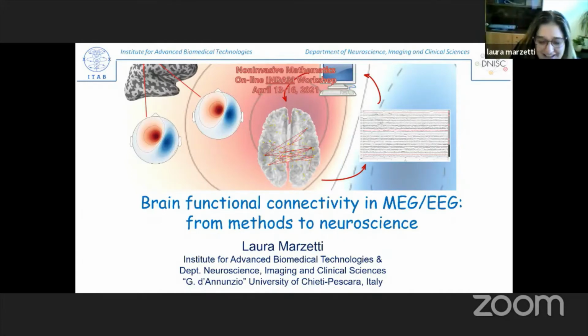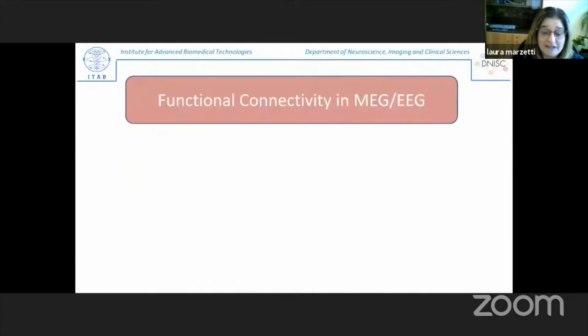Okay, so thank you, Sara and Alberto, and all the organizers of this very nice workshop today. As Sara introduced, my task today is to present some works regarding the use of methods for functional connectivity, mainly based on the work that Guido has done before us, and that I had the opportunity at the beginning of my career to interact with.